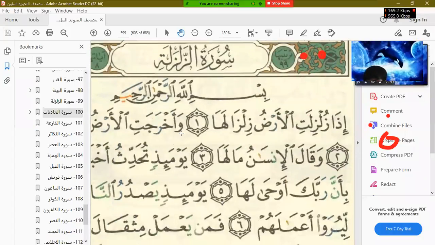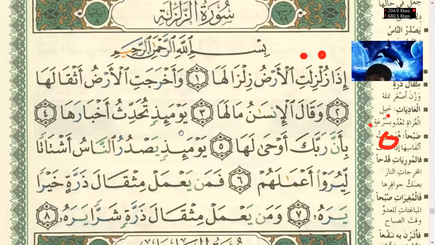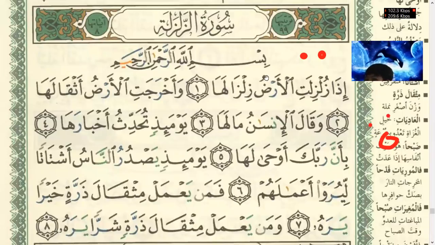Next we have Surah Zalzalah. Okay, so repeat after me. Bismillahirrahmanirrahim. Iza zulzilatil ardu zilzalaha.